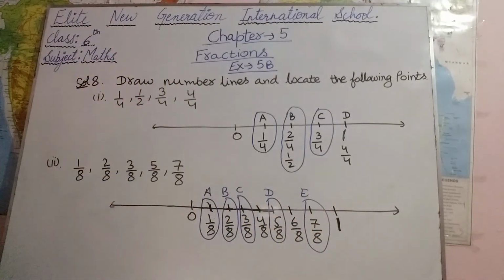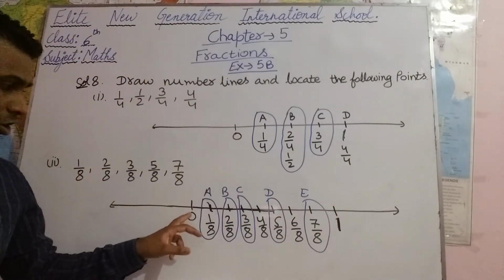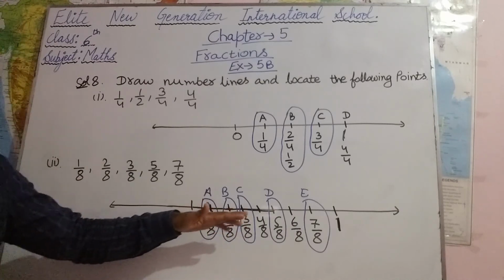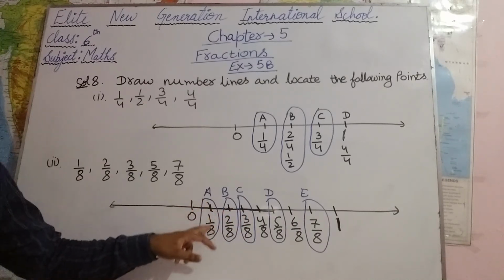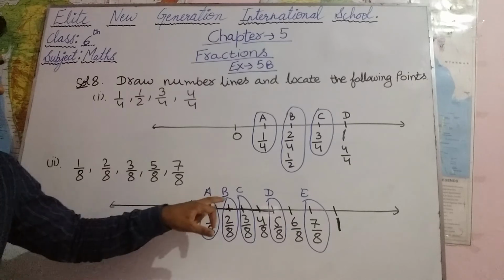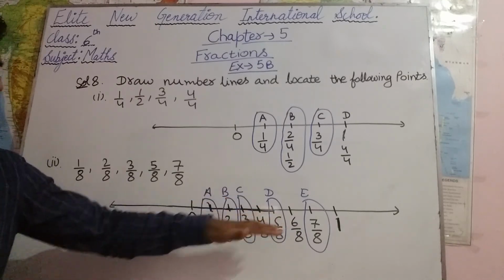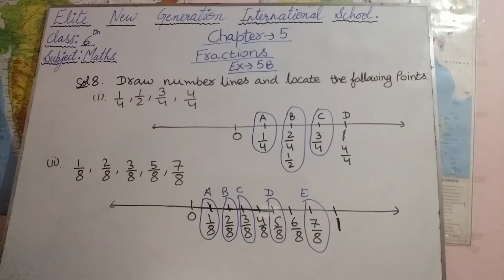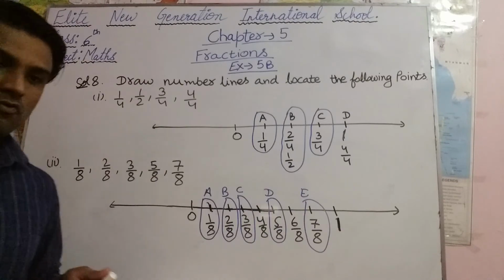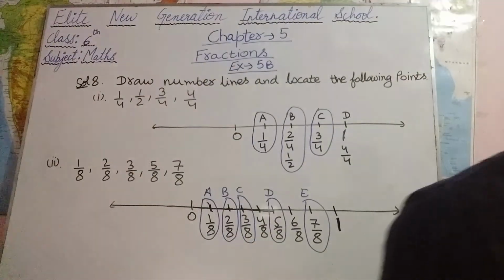So in this you have to take care that these points should be at equal distance, from 0 to 1 upon 8, 1 upon 8 to 2 upon 8. There should be equal gap between these fractions. So similarly its third part you can try yourself. So after this your homework, so you have to try your homework also. So I am giving you your homework.